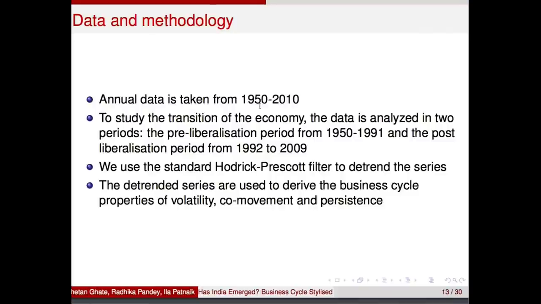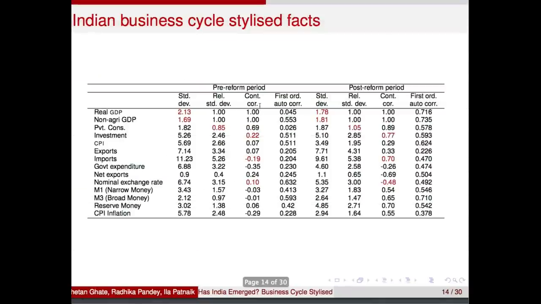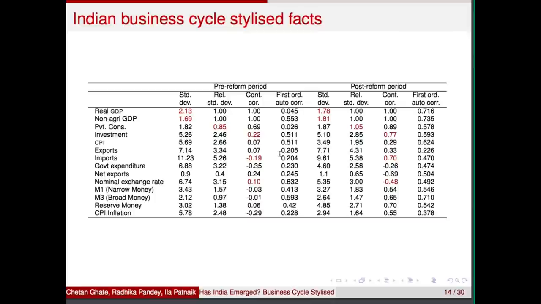We use the standard Hodrick-Prescott filter to detrend the series, and the detrended component of the series is then used to study the business cycle properties of volatility, co-movement and persistence. So this table documents the main findings of our paper.